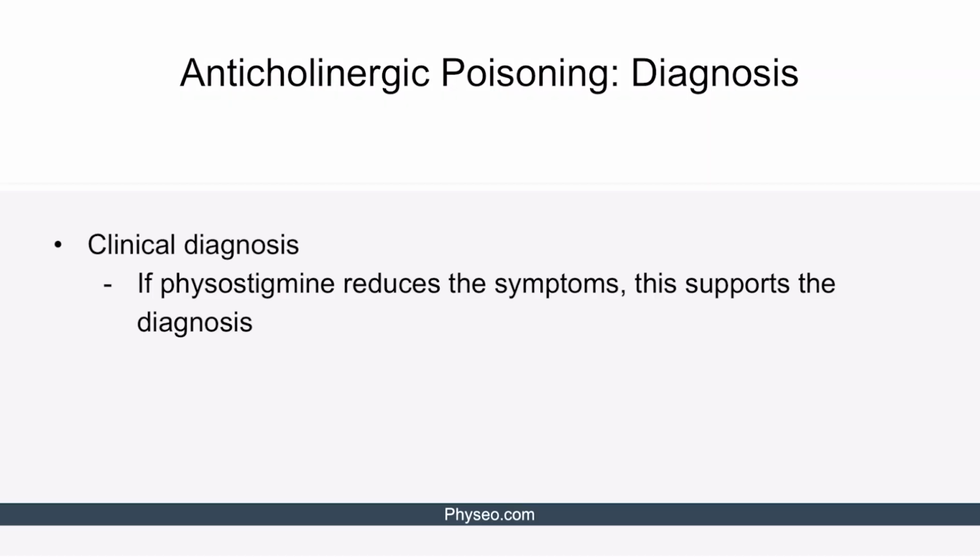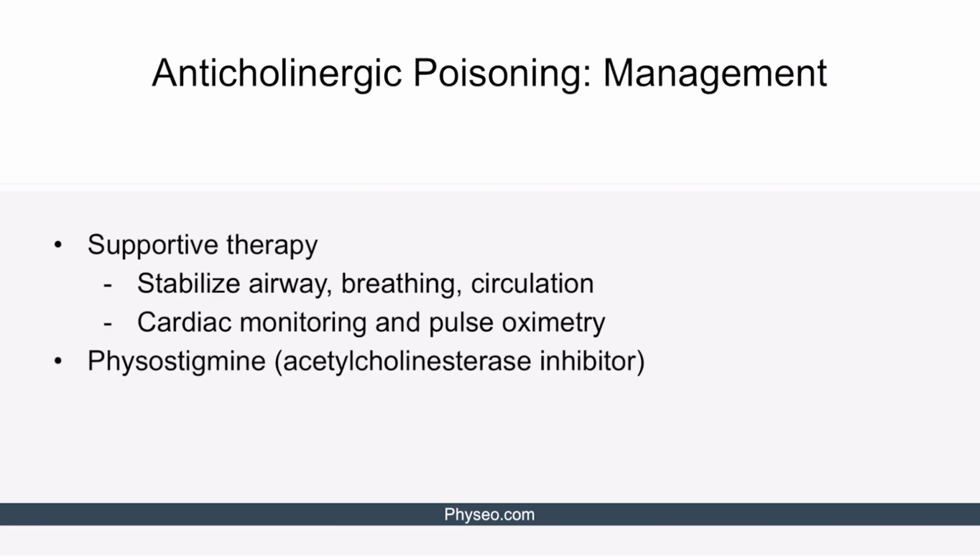Diagnosing anticholinergic poisoning is typically based on the clinical signs and symptoms that we discussed in the previous slides. Additionally, if physostigmine, an acetylcholinesterase inhibitor, reduces the symptoms, this suggests the diagnosis. When treating this condition, the most important thing to do initially is to stabilize the airway and manage breathing and circulation. Clinicians would also want to establish intravenous access and administer oxygen to the patient. Cardiac monitoring and pulse oximetry are also very important since this type of poisoning significantly affects the heart and lungs.